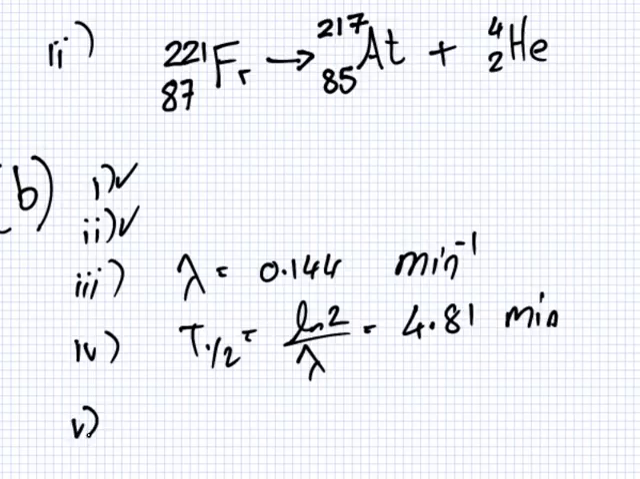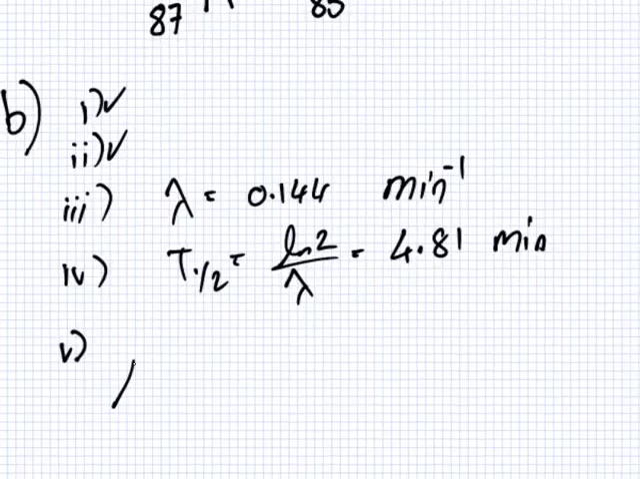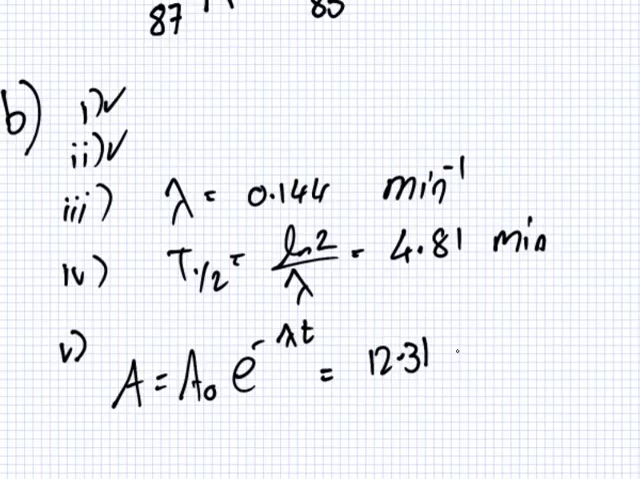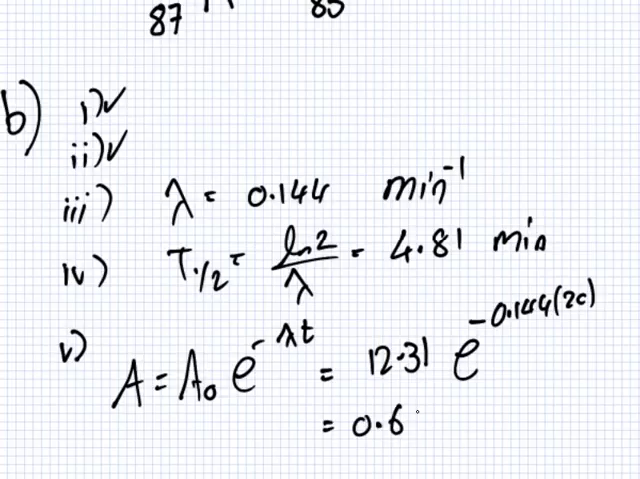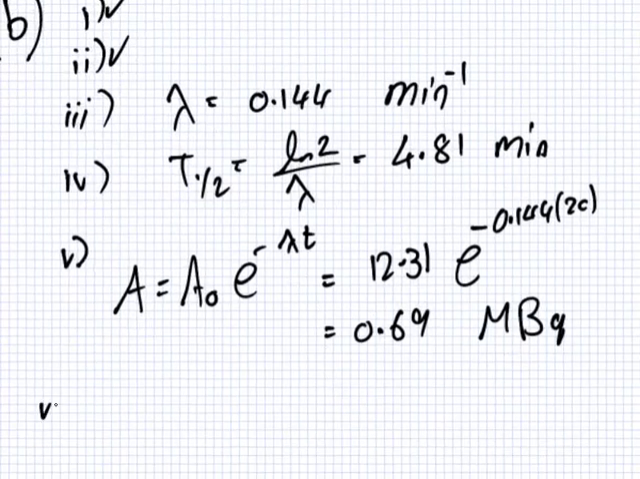What's the activity after 20 minutes? So the activity is A0 e to the minus lambda t, which would be 12.31 megabecquerels, the unit for A, times e to the minus 0.144 times 20, which is 0.69 megabecquerels. And lastly, what is the initial number?